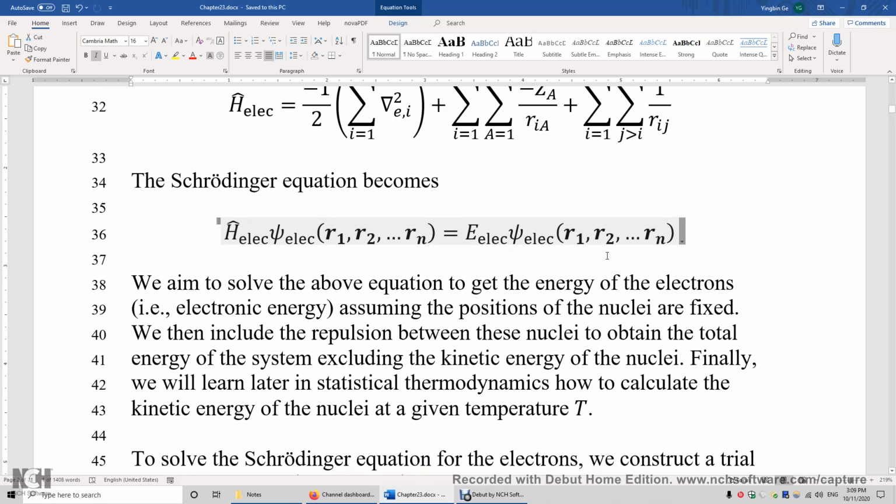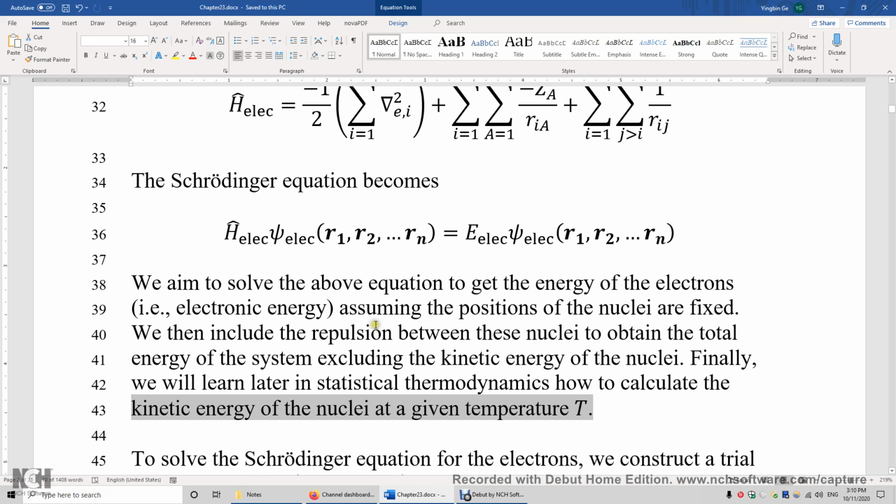And finally, we will learn later in statistical thermodynamics how to calculate the kinetic energy of the nuclei at a given temperature T. So really, we'll be able to calculate the translational energy, rotational energy, and vibrational energy of the nuclei in a molecule at a given temperature after learning statistical thermodynamics.